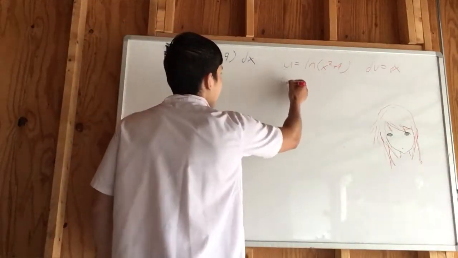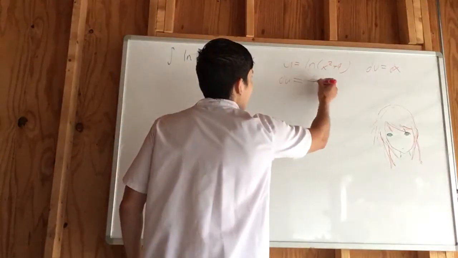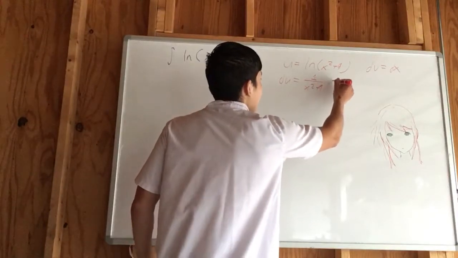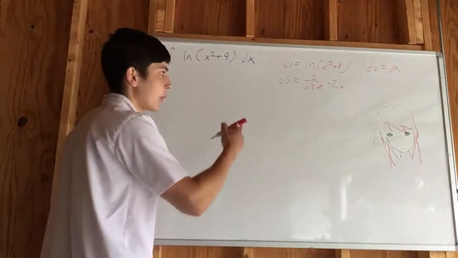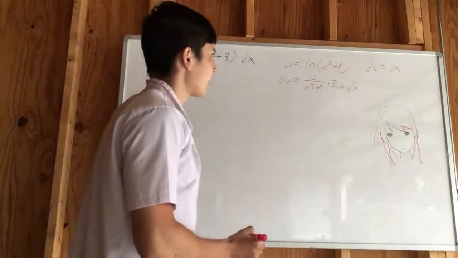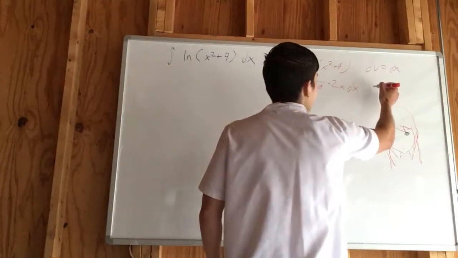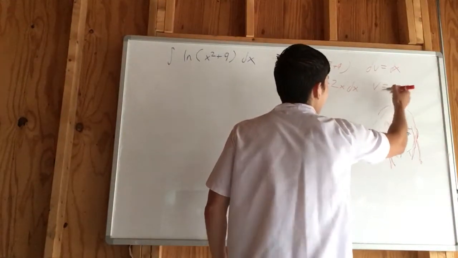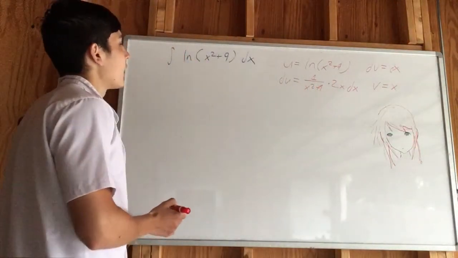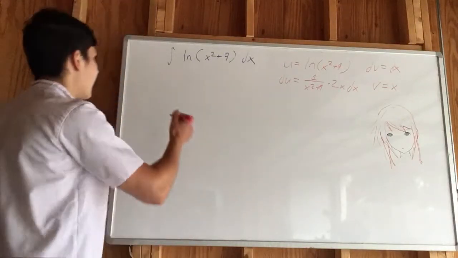So then the derivative of u is 1 over x squared plus 9 times 2x by the chain rule. Don't forget that. dx. Over here we integrate 1. So v equals x. And you could go ahead and write the 1 if that helps you.